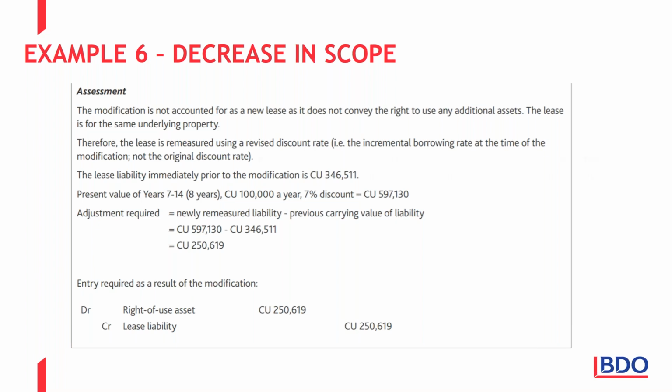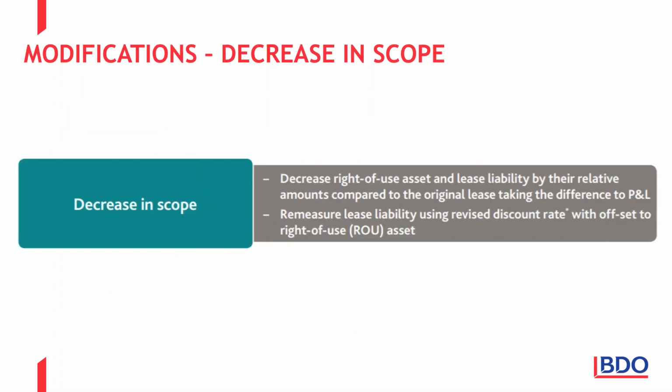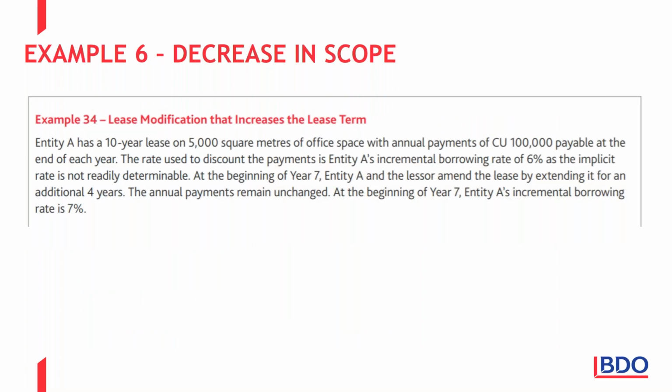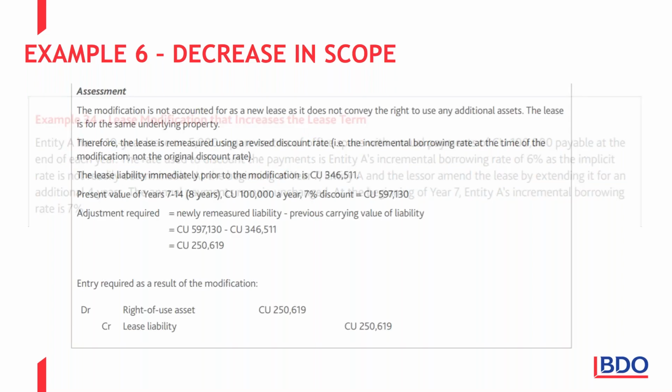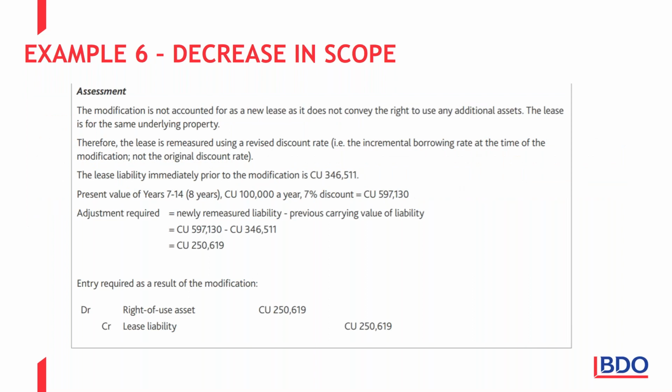I have to apologize. I've just realized that this example that I've used is not actually a decrease in scope. The example I've used is a situation where we have a modification that's not treated as a separate lease, but it's actually combined with the original lease, and it's because the pricing is not market related.